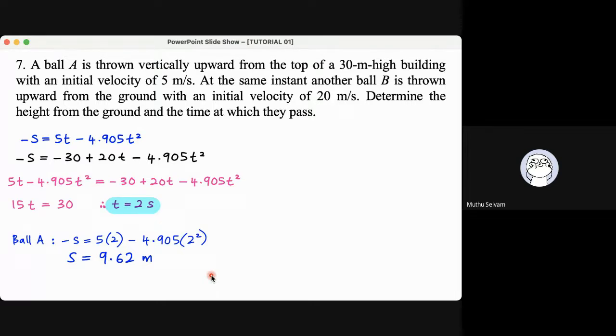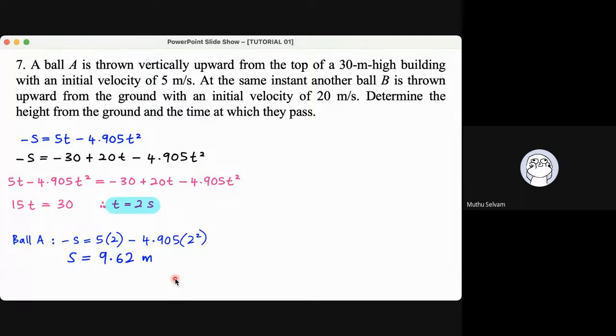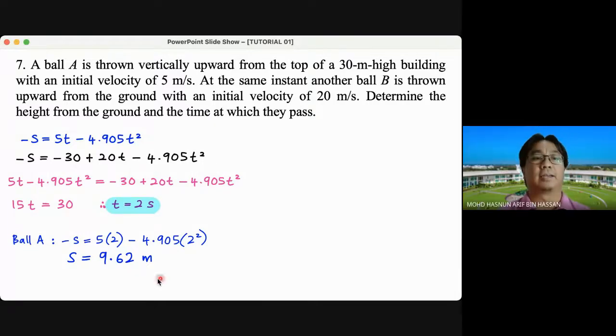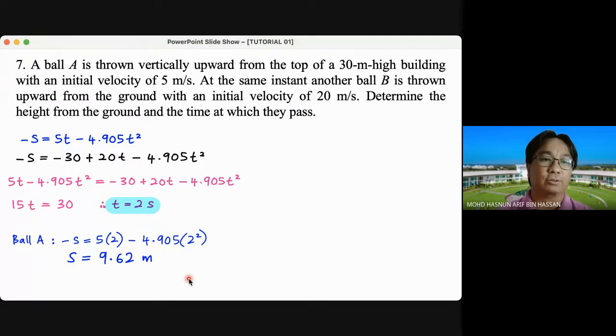because my answer is 20.38. Okay, so if you take 30 and minus 9.62, you get my answer. Yes, okay. Actually, good. I got the same answer as Mutu, sir. Okay, so thank you Mutu and Sukanya. So that's why I'm asking, is this the correct answer or not?